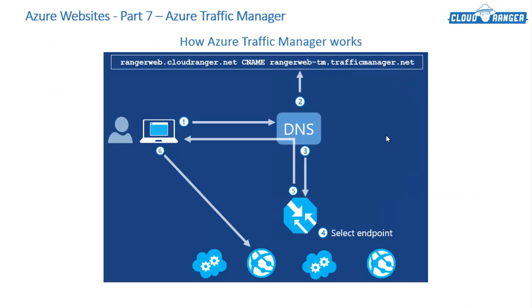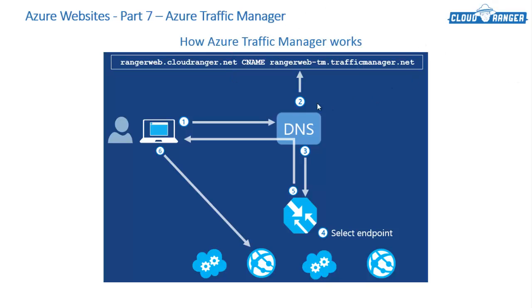Anyways, let's go back to this slide, and I want to talk about how Azure Traffic Manager actually works. So when you are requesting this website, rangerweb.cloudranger.net, obviously by the URL you can figure out this is an Azure website. The first thing you are actually doing is going and querying the DNS. This is public DNS, to figure out where exactly you are going. This is how the traffic in the internet works. We all know that. It's going to translate to an IP address, and it's going to take you to the server.